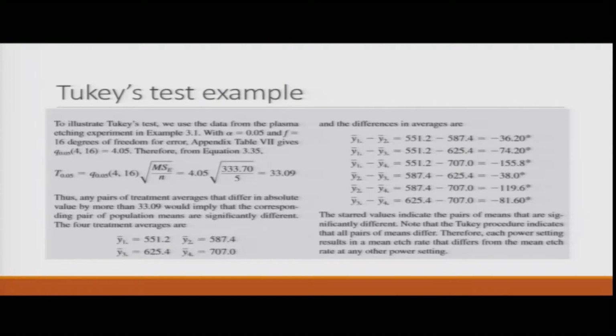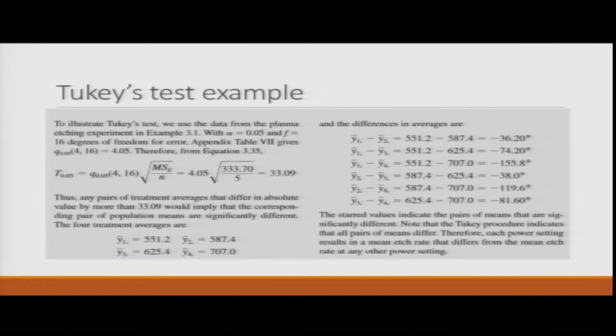36.2, 70. I am not talking about the negative or the positive value, I am just giving the absolute value. 74.2, 155.8, 38, 119, 81. So, the star values which you see, all of them are starred, so that means they are greater than 33.09, whatever value you find using the tables and the Tukey's capital T value. The star values indicate the pairs of means that are significantly different.